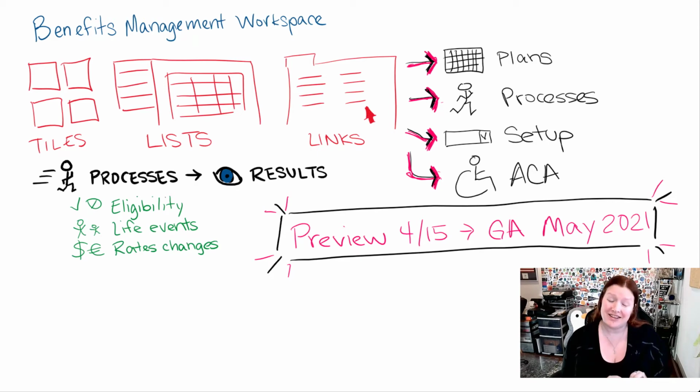You can use buttons at the top of the workspace to process those benefits. That includes things like eligibility, life events, and rate changes, and then view those results on the Process Results tab. We also have the Links tab, which is the last tab on the workspace, and this is where you can see the plans, processes, setup, and the Affordable Care Act information. The links are organized into these 4 groups to help you easily find the page that you want to open in the application.